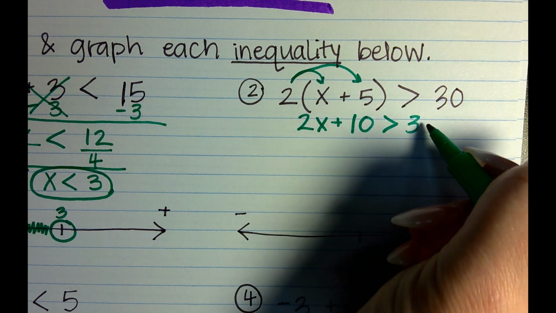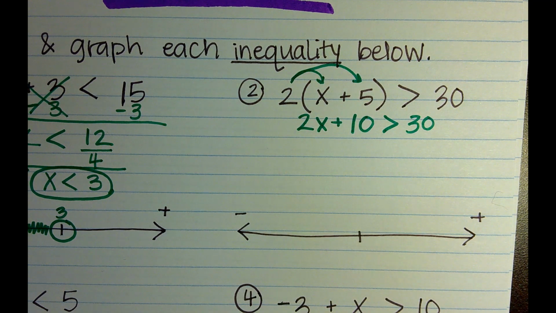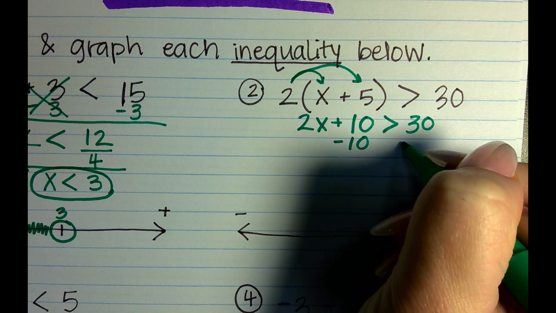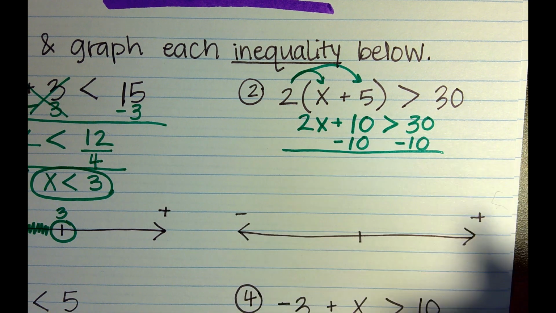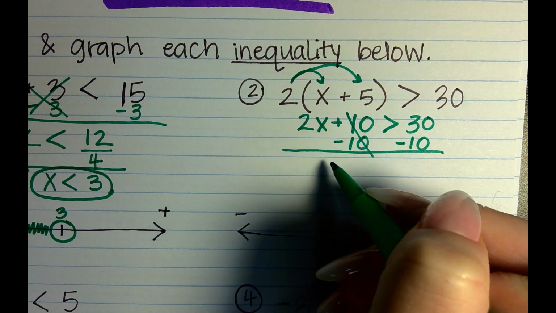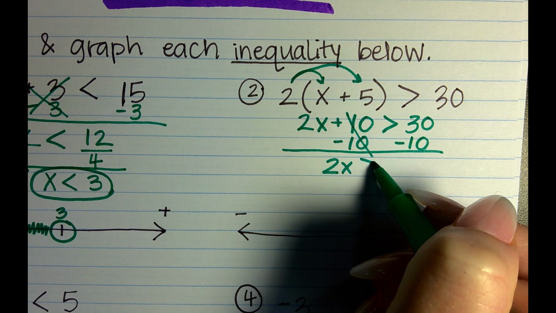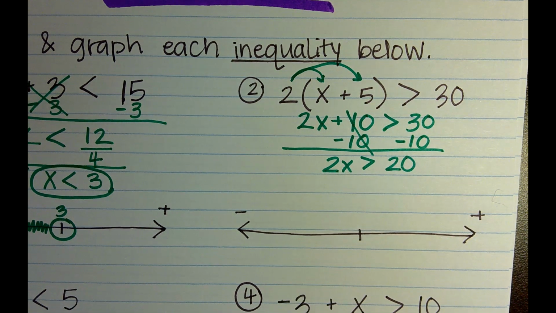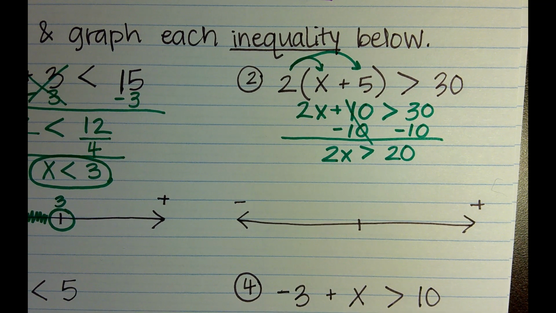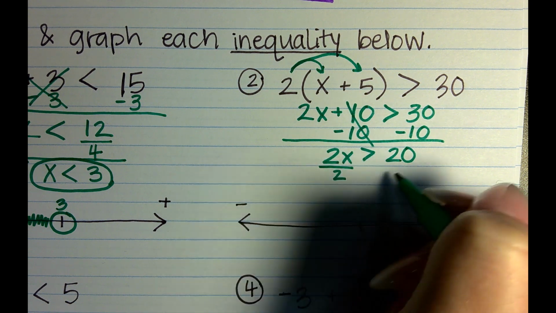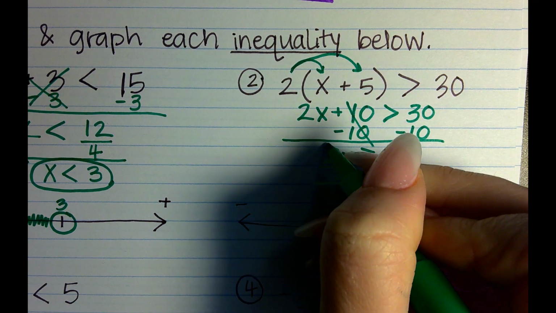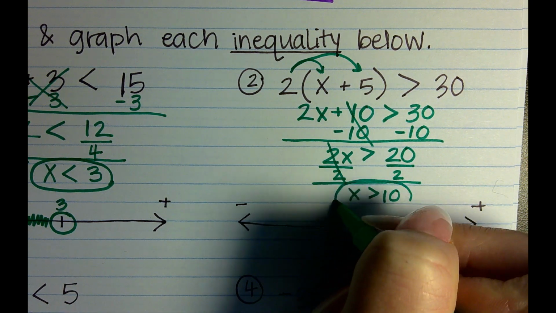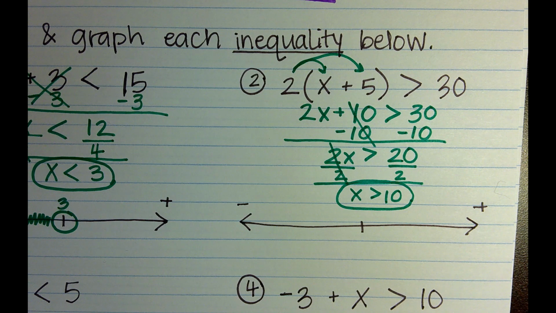We'll just bring everything else down. And then you subtract 10 on each side. Perfect. We'll subtract 10 on both sides. And your 2x is greater than. 2x comes down, greater than comes down. And after it would be 20. Good. 30 minus 10 is 20. And then you would divide by 2 on each side. Good. Divide by 2. X is greater than 10.